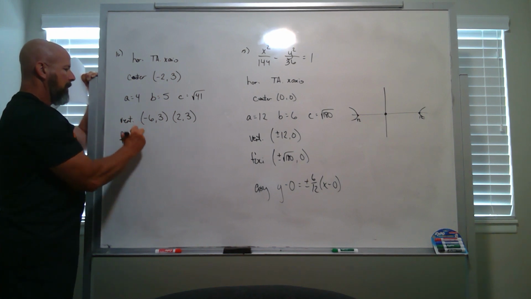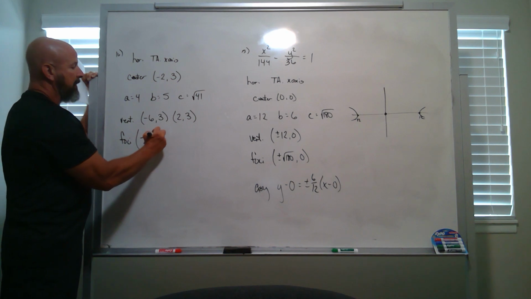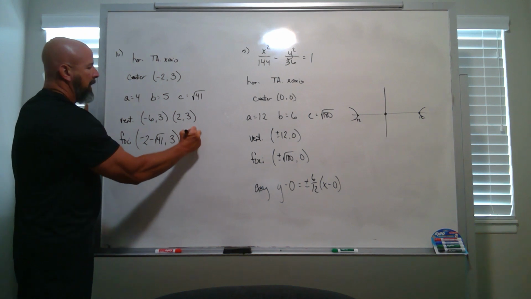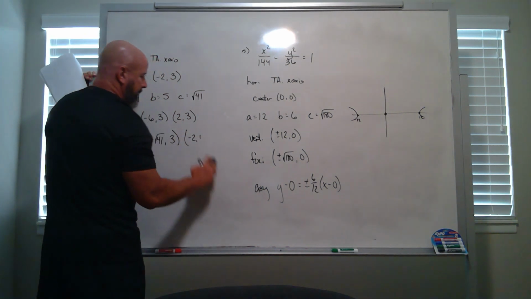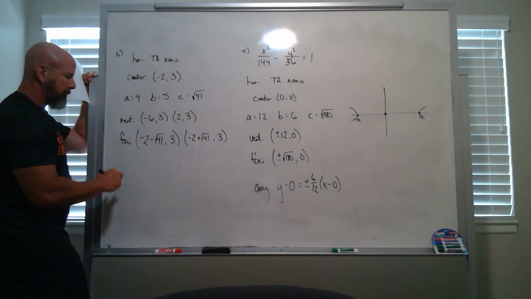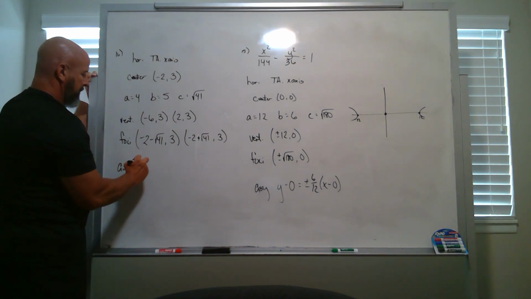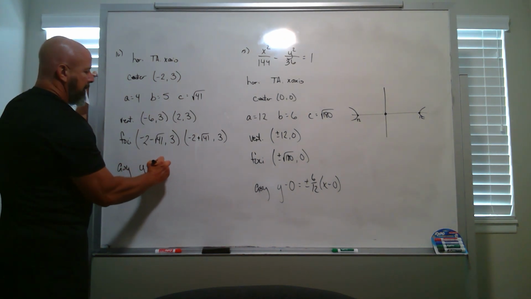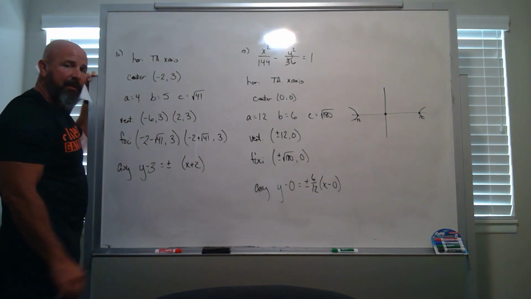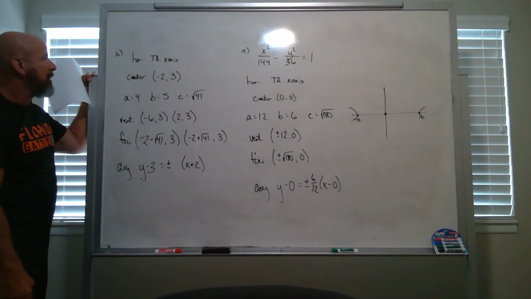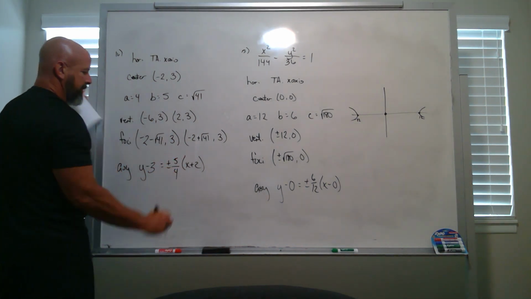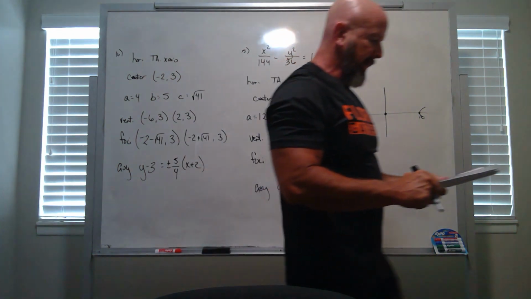Foci, -2 minus root 41, comma 3. Again, decimal's fine also. And -2 plus root 41, comma 3. And then my asymptotes, y minus 3 equals plus or minus something, x plus 2. I like to just always go get that down first like I did with the zeros over there. I'll come back, get my slope. It's horizontal, so that's still the b over the a. So 5/4 for the slope of those asymptotes.